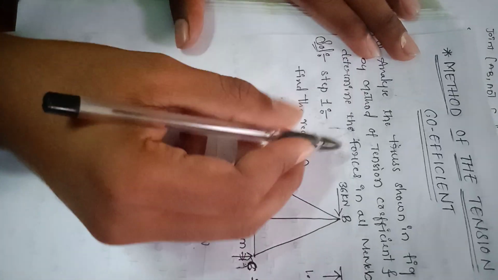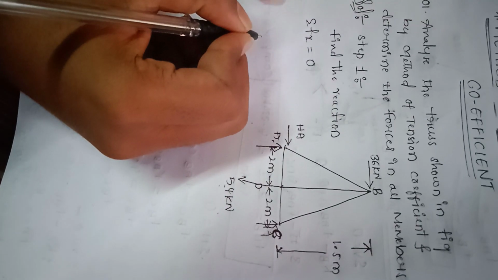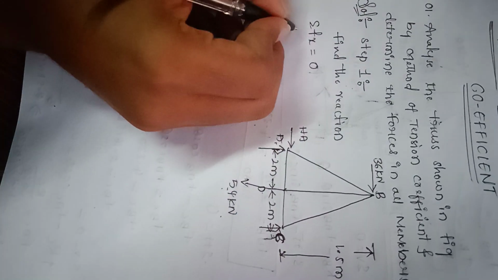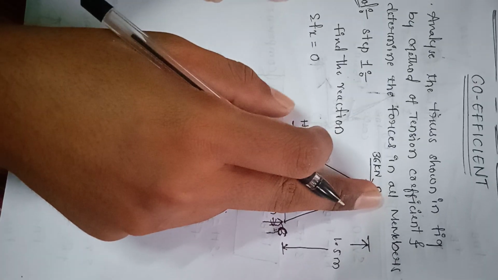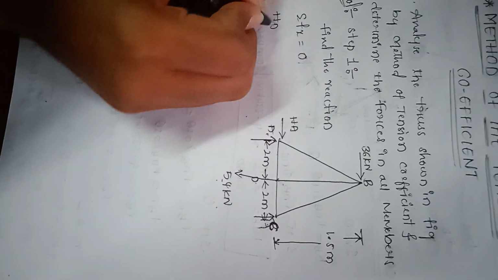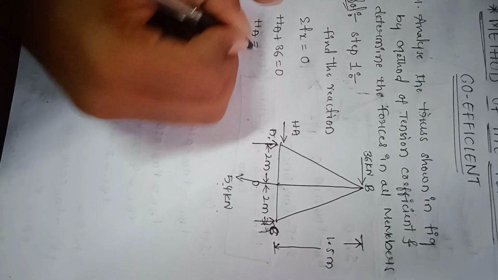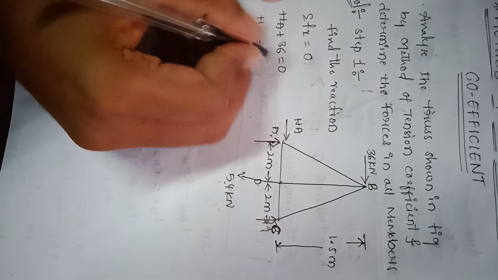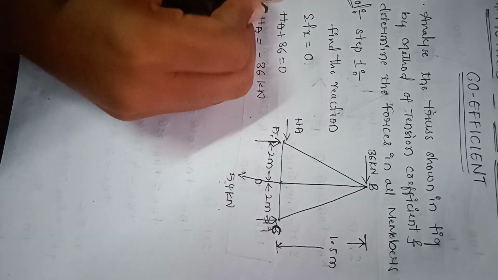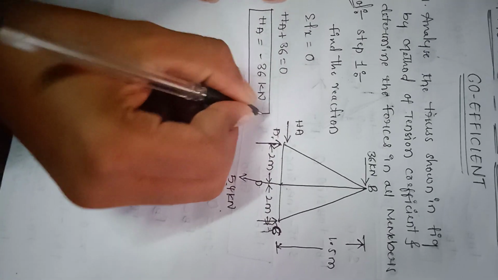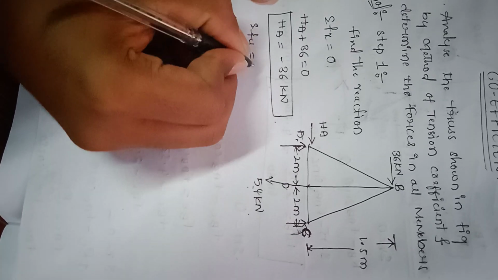For finding the reactions, the sum of horizontal forces is equal to 0. How many horizontal forces are acting in this question? HA and 36. Therefore HA plus 36 equals 0. Sending this 36 to the right side, HA equals 36 kilonewtons. We got HA.